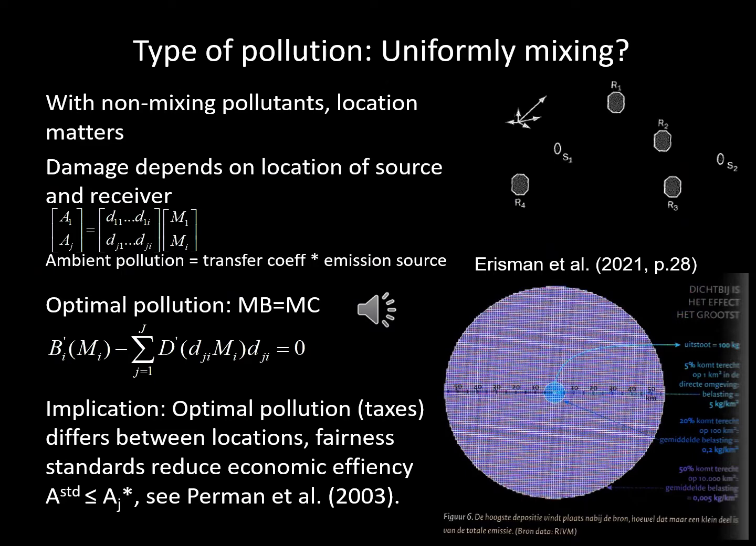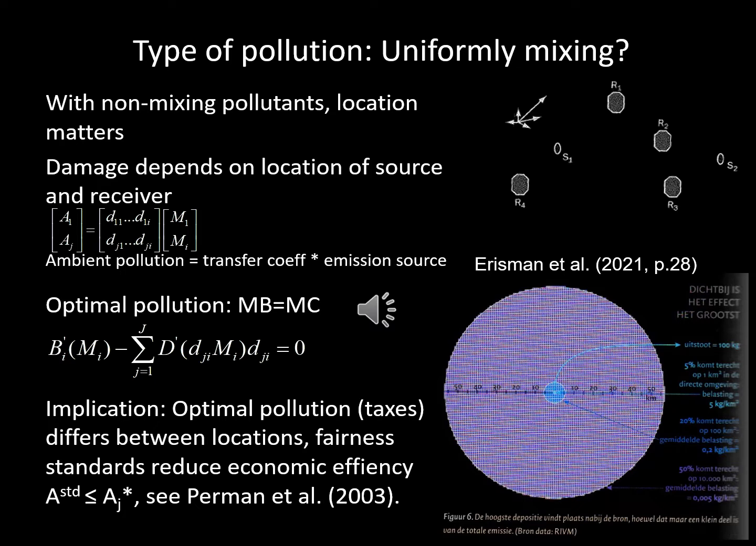The second characteristic of importance is whether the pollutant is uniformly mixing or not. In case a pollutant is uniformly mixing, the location of the source does not matter for the damage, as is the case with greenhouse gases. For non-mixing pollutants, the location of the source and the vulnerability of different recipients do matter. Here one can think of nitrogen pollution.